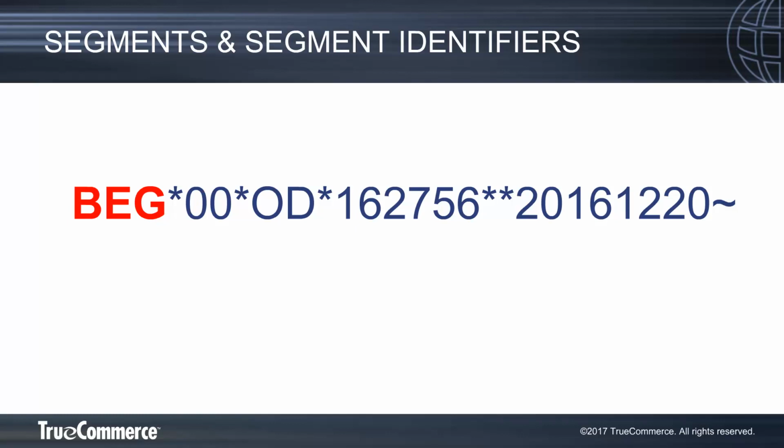Each line of data is called a segment. At the beginning of each segment is the segment identifier. In this example, the segment identifier is BEG.